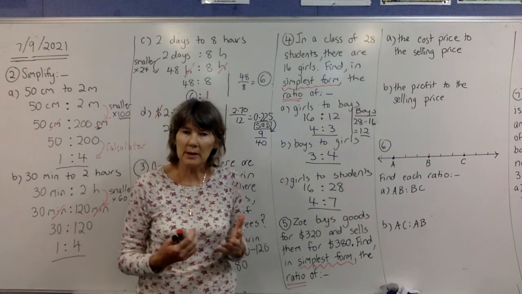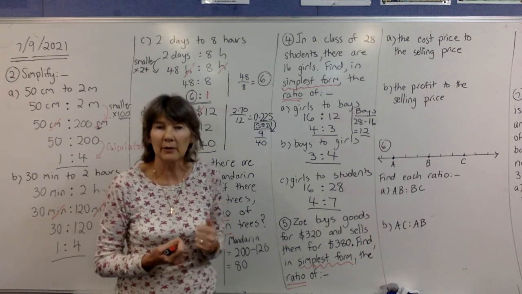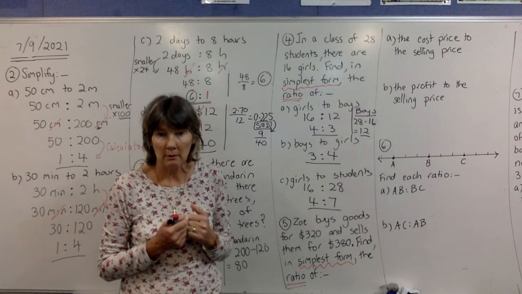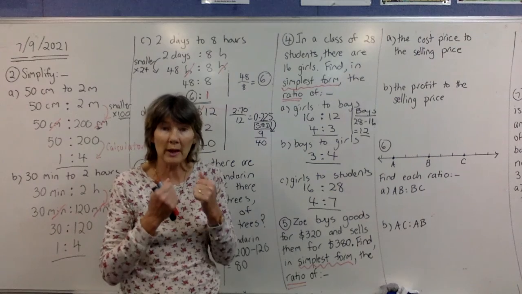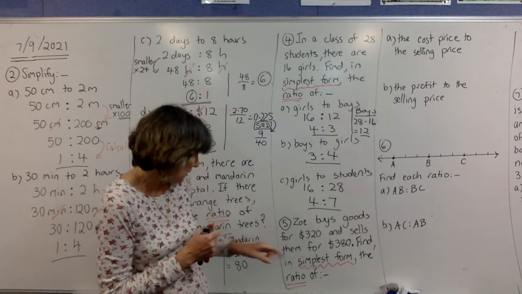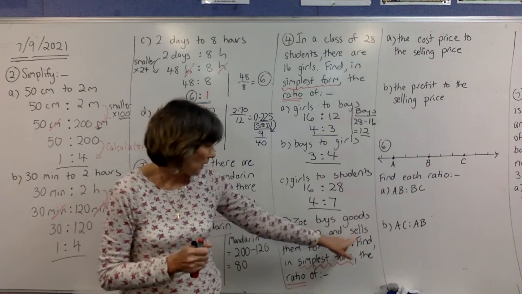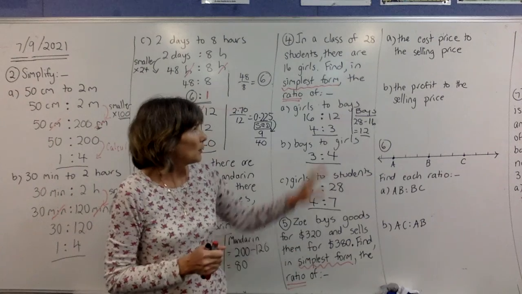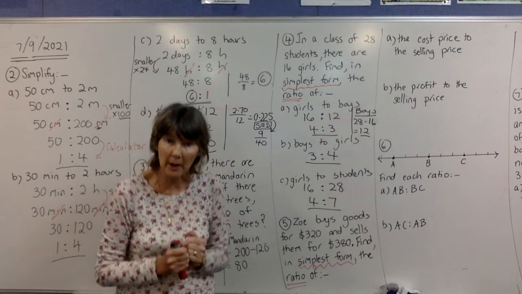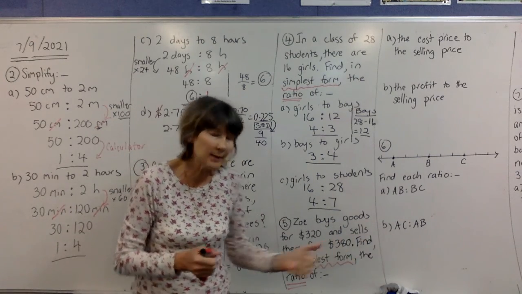Now, you do have to understand a little bit of terminology for this question. So if I buy something for $320, that is my cost price, right? That's what I'm buying it for. That's what it cost me, $320. Then I sell it for $380. $380 is my selling price. Okay, so when they talk about cost price and selling price, the cost price is what you buy it for at the beginning. The selling price is what you sell it for later.